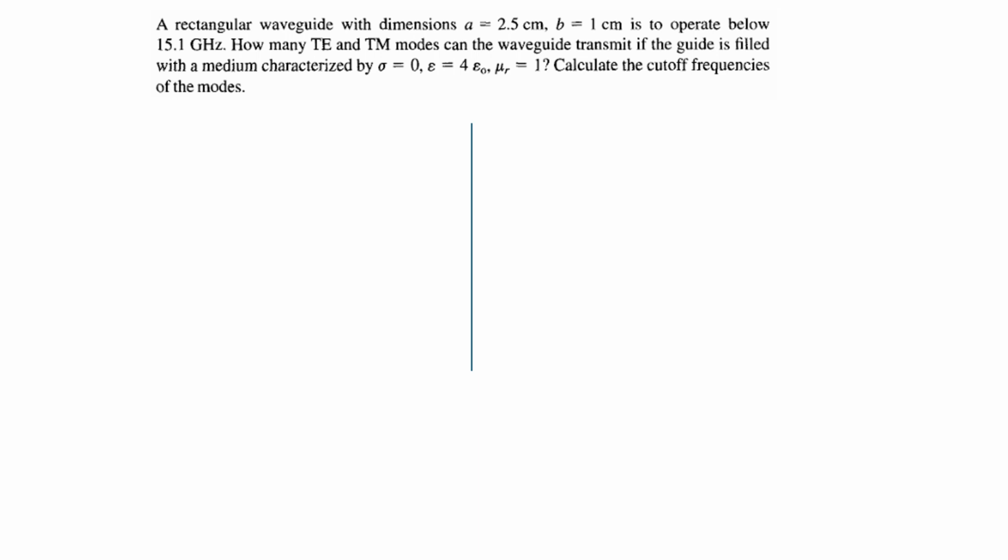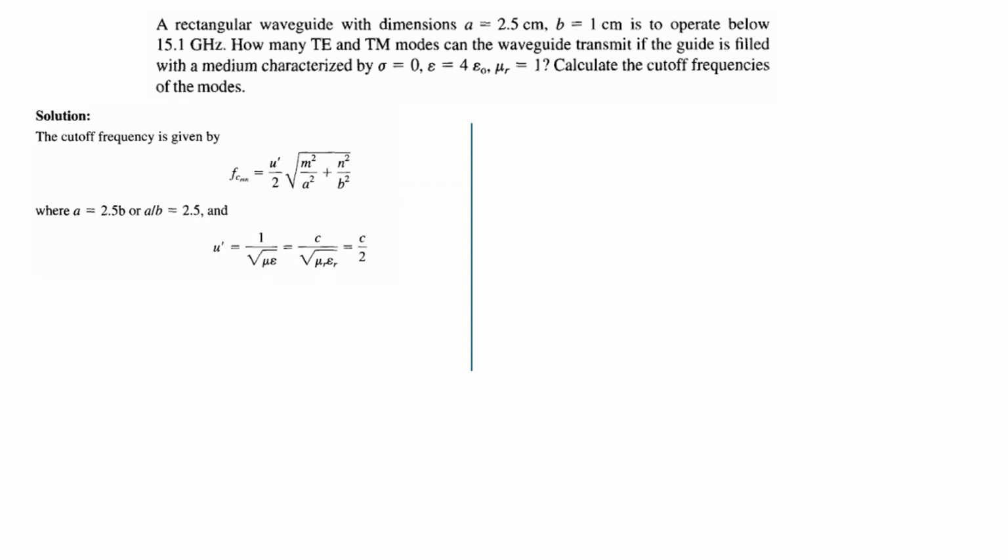So let's see how many modes will propagate. If you remember, we can find the cutoff frequency using this formula. This is a very important formula. Always remember that the cutoff frequency for any rectangular waveguide is f = u' divided by 2 times the square root of m squared by a squared plus n squared by b squared. In the question it is already given that A is equal to 2.5 and B is equal to 1 centimeter. So A by B you can find out, that is equal to 2.5.